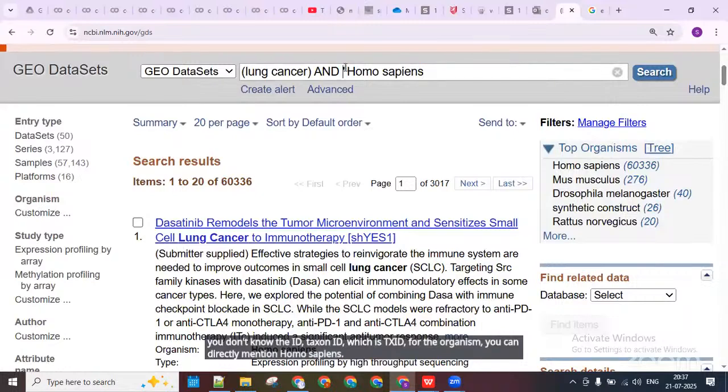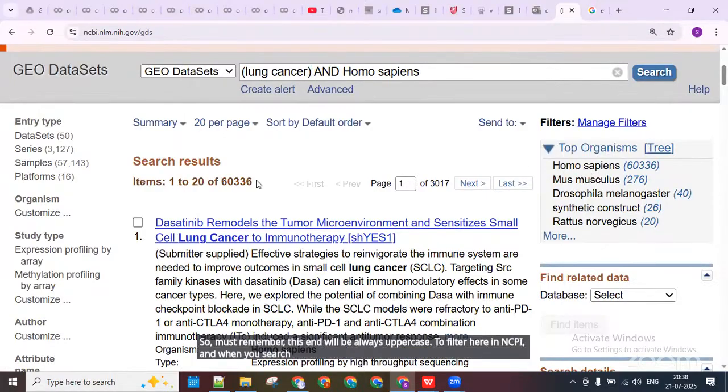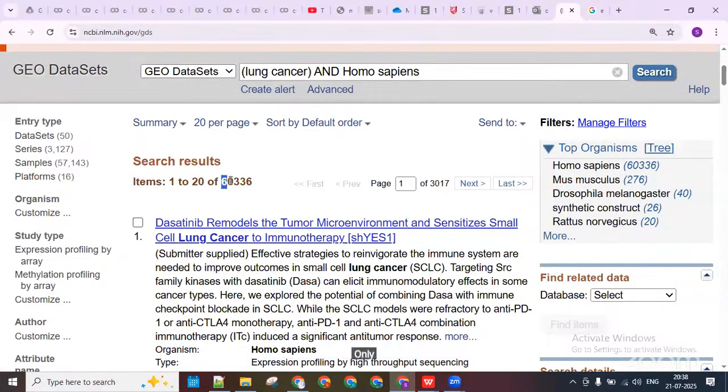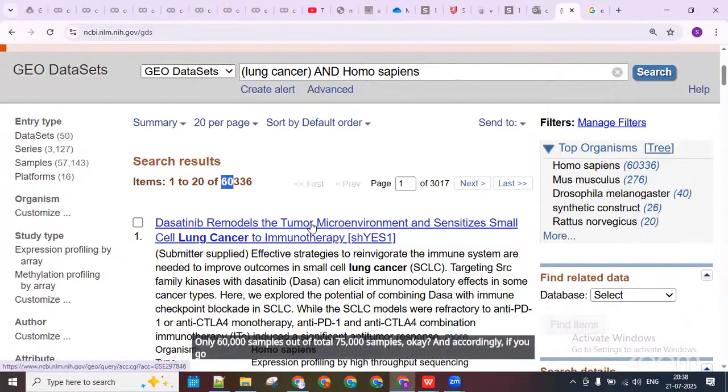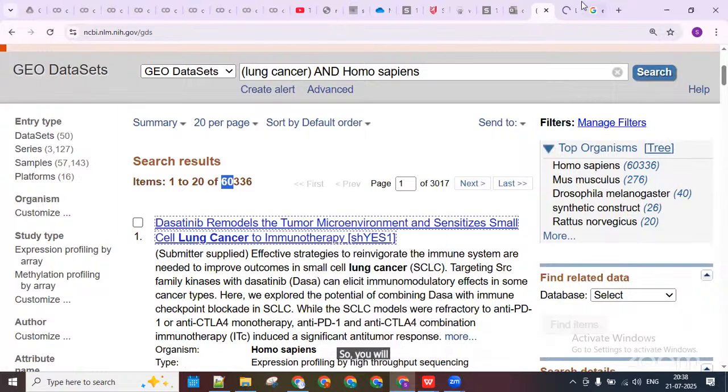For example, if you are not going for a filter here, then you can directly search like this, lung cancer. And you must remember, this AND will always be uppercase to filter here in NCBI. When you search, it should give you only 60,000 samples out of a total of 75,000 samples. Accordingly, if you go one by one on each sample, you will explore what type of data is there.